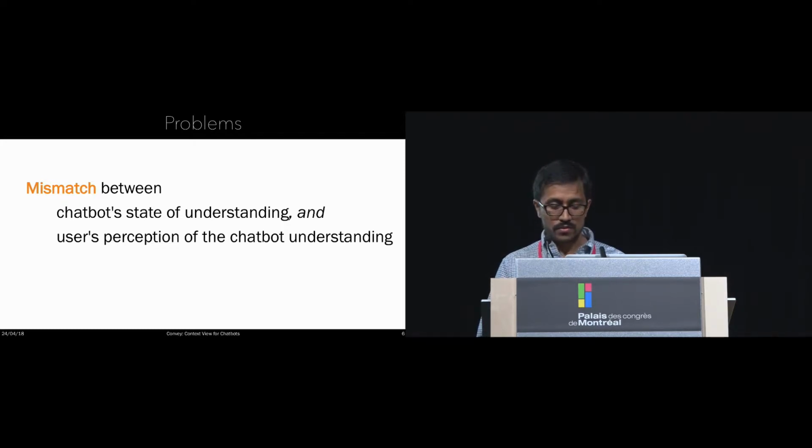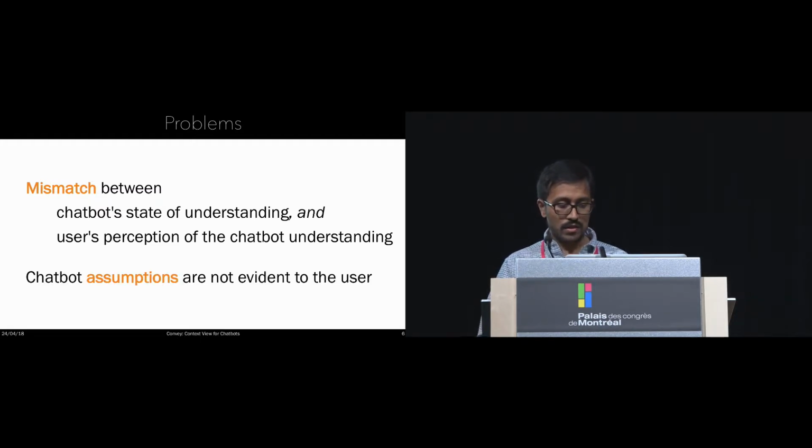Previous research has shown that users are usually apprehensive about using conversational systems for very complex tasks, and they limit their interaction with these bots to simple tasks like setting an alarm or a timer, or putting a reminder on it. Moreover, certain of these chatbot assumptions that I talked about previously are not evident to the user. So this further worsens the usability.